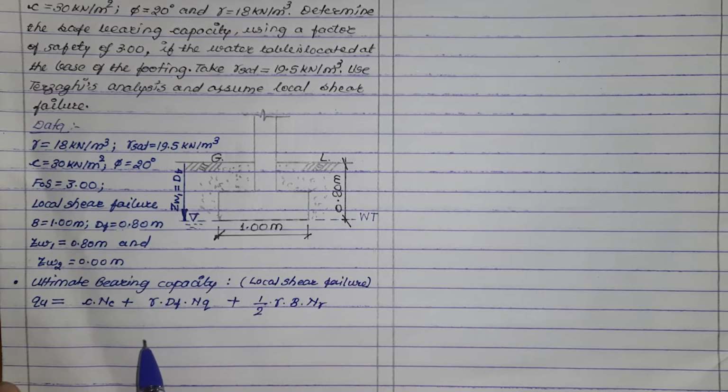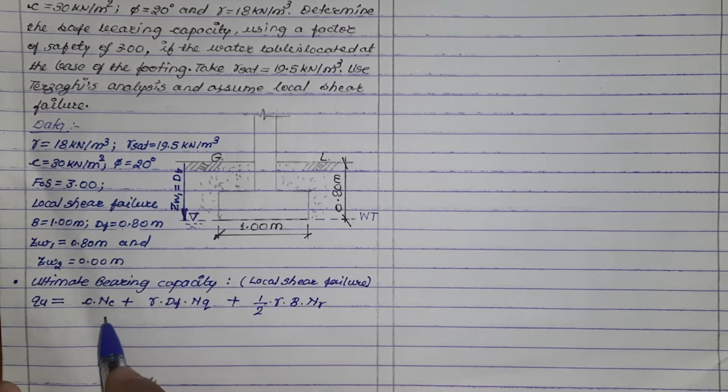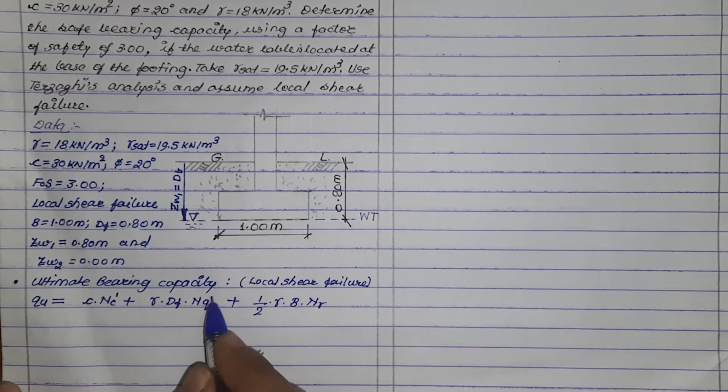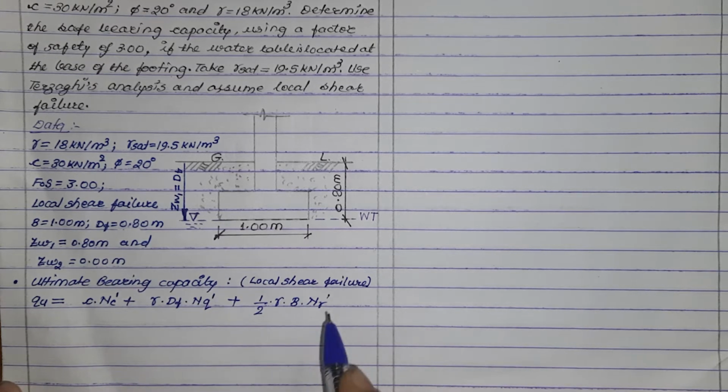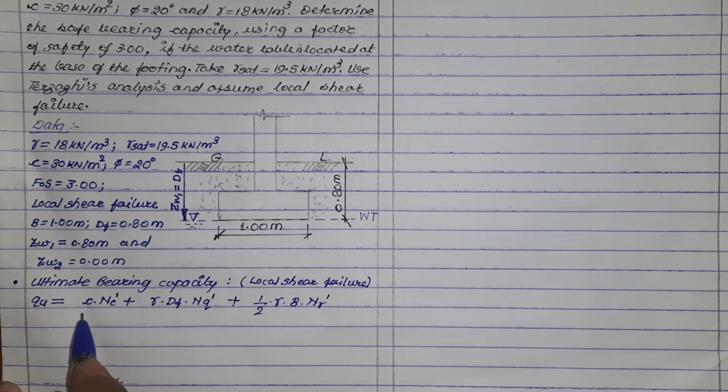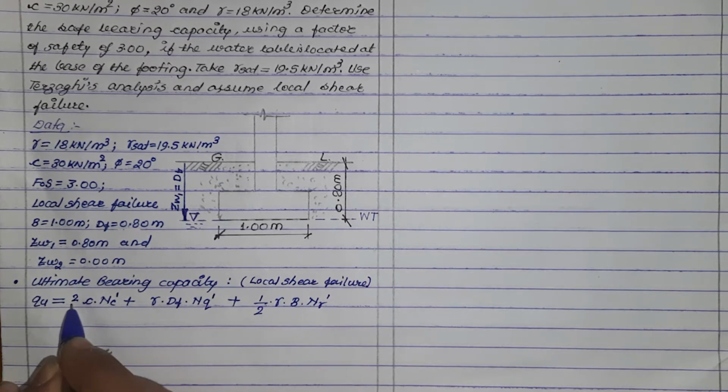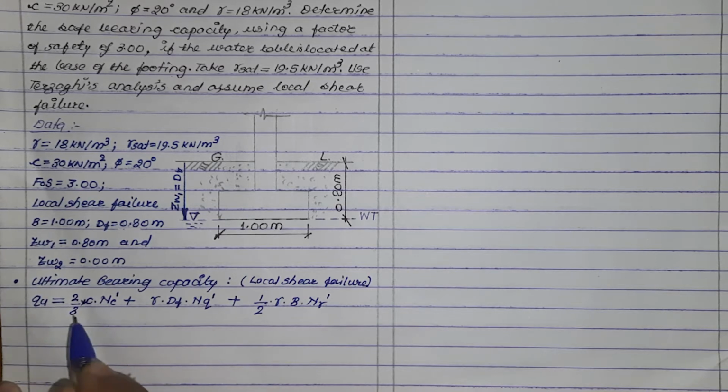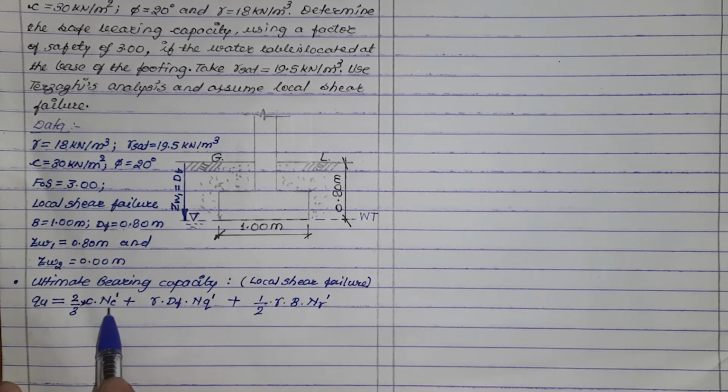bearing capacity factors NC, NQ and N gamma would be written as NC dash, NQ dash and N gamma dash. Secondly, cohesion, that is C, is taken 2/3 of its original value. Hence the equation has become 2/3 C NC dash plus gamma DF NQ dash plus half gamma B N gamma dash.